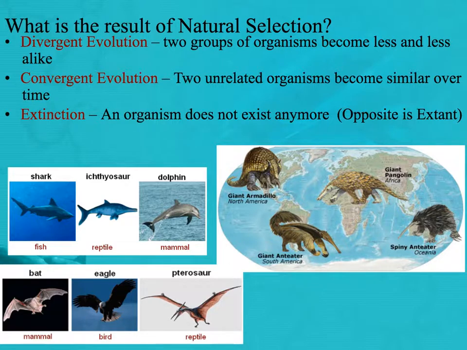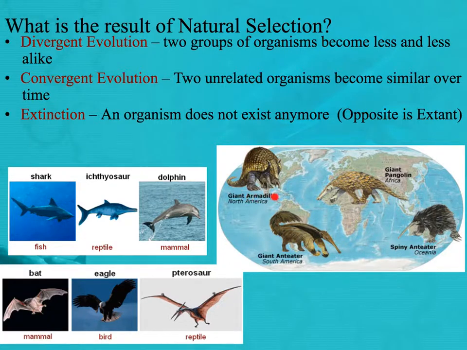Same thing with the bat, the eagle, and the pterosaur. And also you see that among these different groups of anteaters, none of these guys are related. This one here is a monotreme, meaning it's an egg layer. This one is just sort of in a category all by itself.